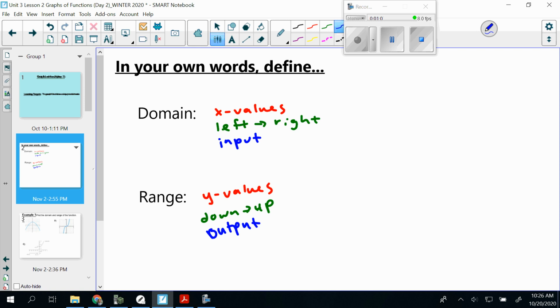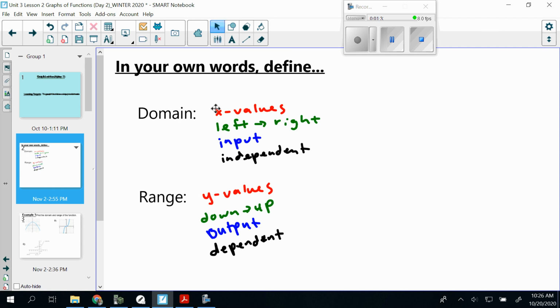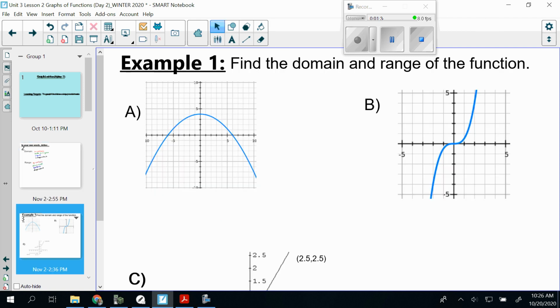One other last one that some people have said in the past is that, like input and output, this is your independent variable, where you can put in anything you want, but y values are dependent on what you put in for that independent variable. So those are just some terms that you may have thought of when talking about domain and range. Let's see if we can come up with domain and range on a couple graphs here.